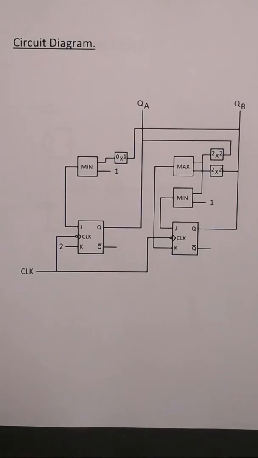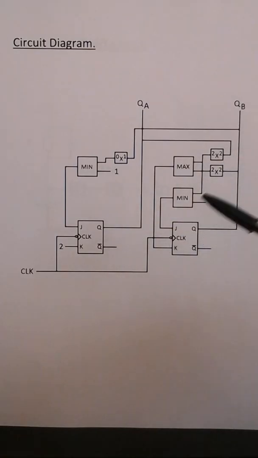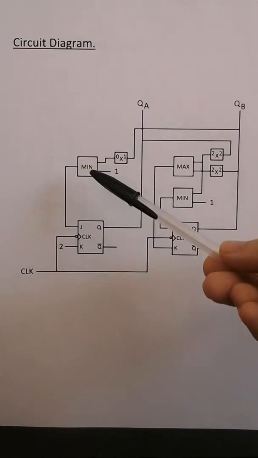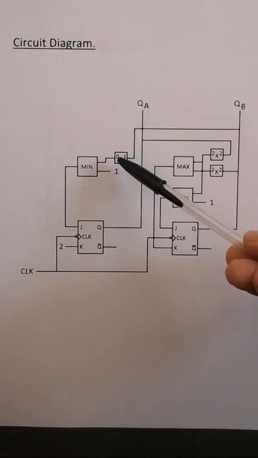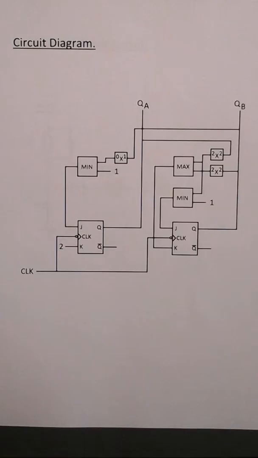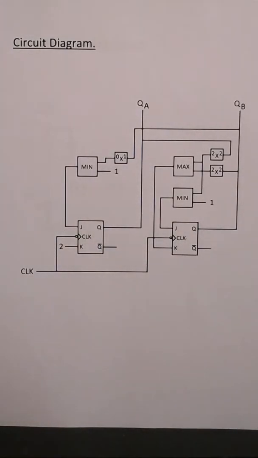So for the circuit diagram, here I have the inputs to JB and KB. These are the maximum function for KB. That's the minimum of 1 and X, 2, 2 for JB, and KA was a 2 and JA was the minimum of X, 0, 1. Then you have a common clock. I haven't included the set and the reset.